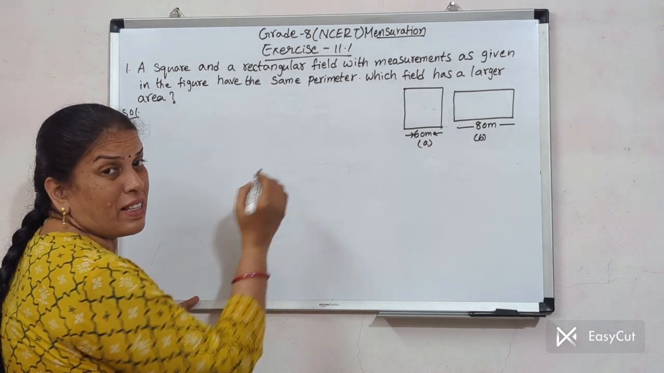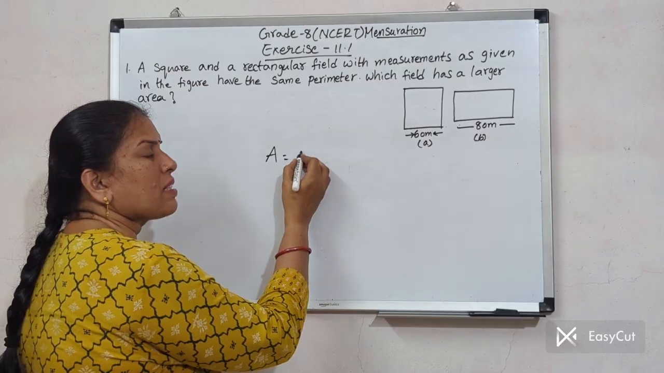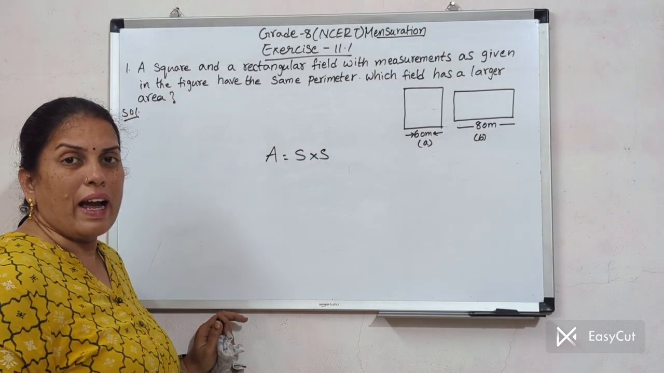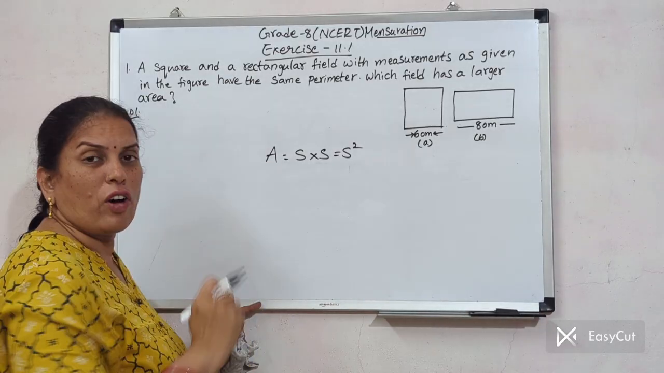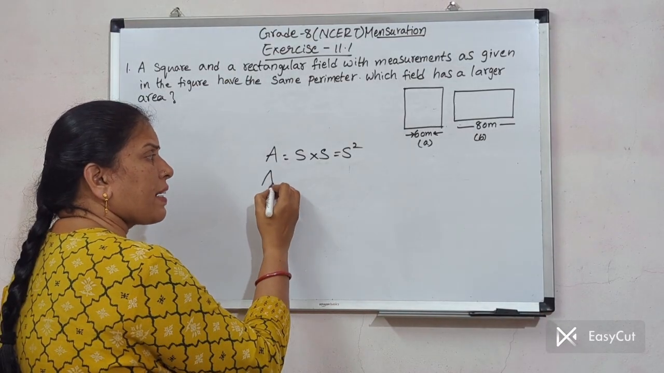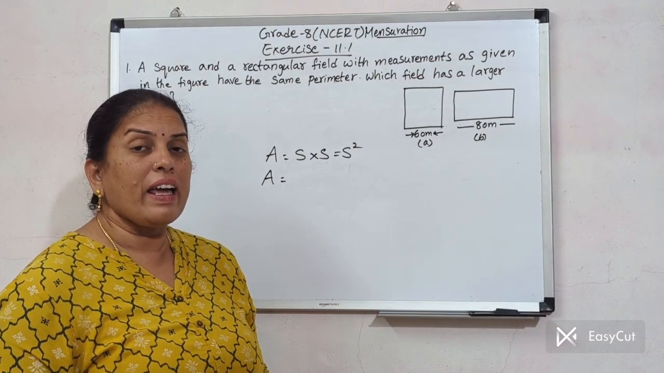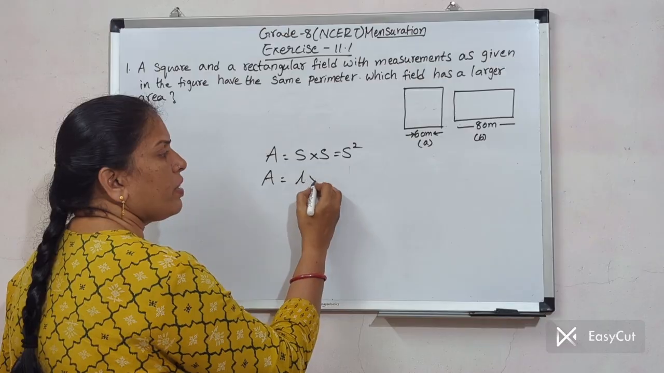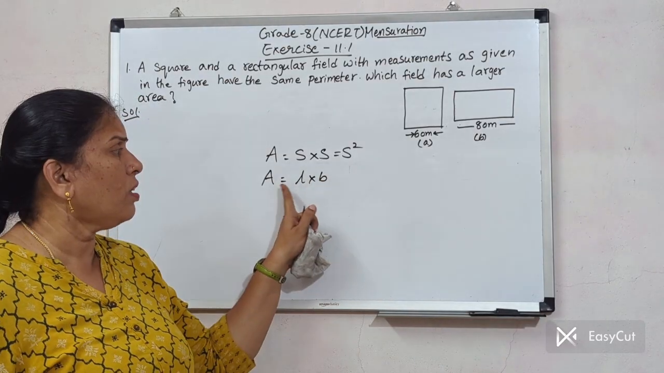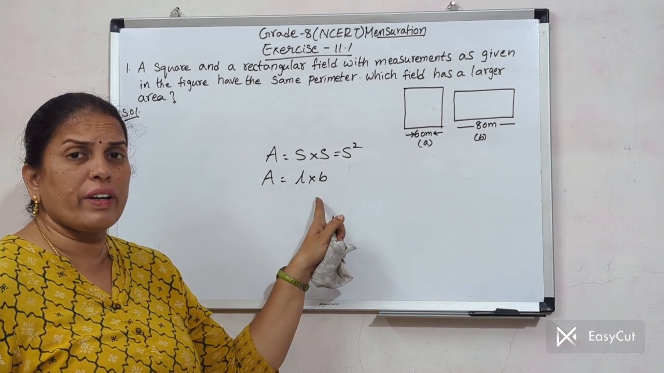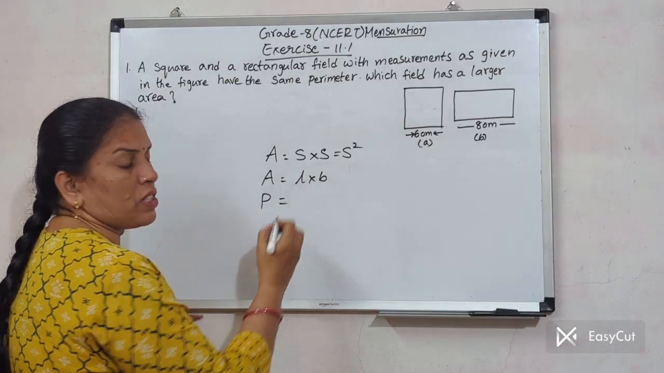Area of a square: if S is the side of a square, then the area A is equal to side into side, that is S square units. This is the area of a square. Area of a rectangle: if L and B are the length and breadth of a rectangle, then the area is equal to length into breadth. This is also in square units. What are the units for area? Square units.